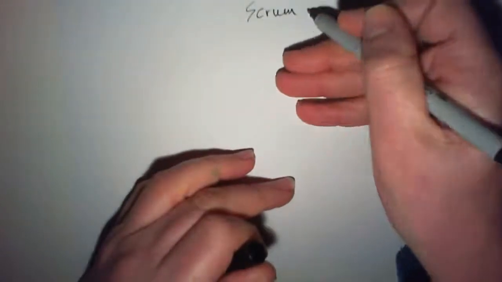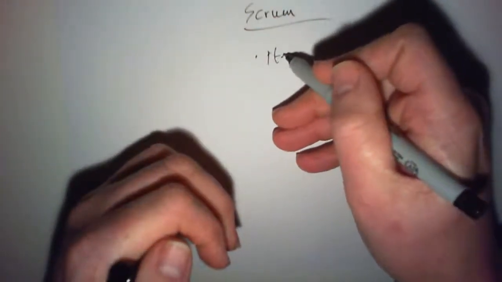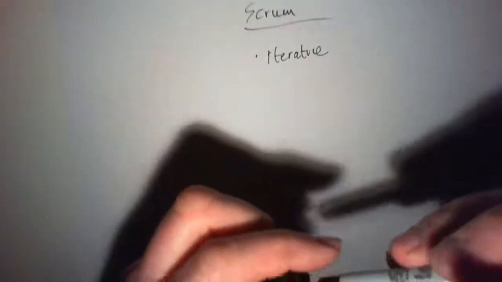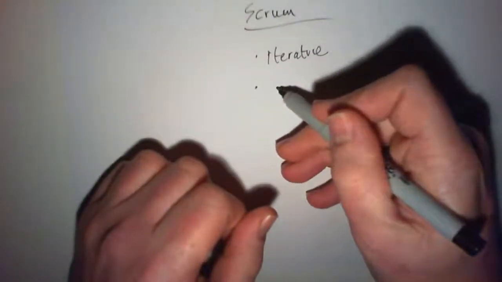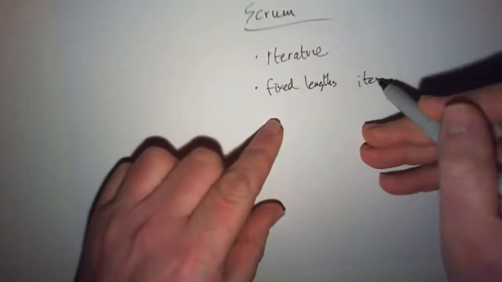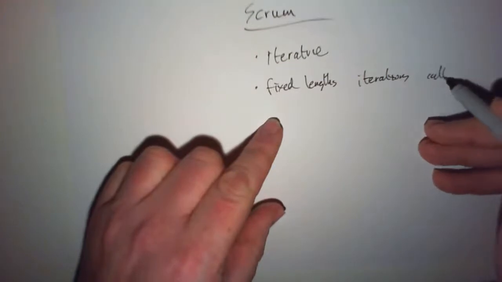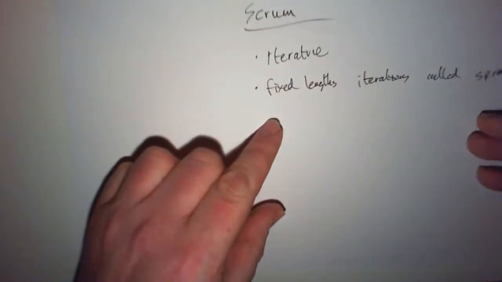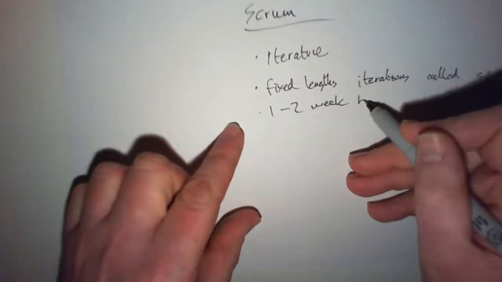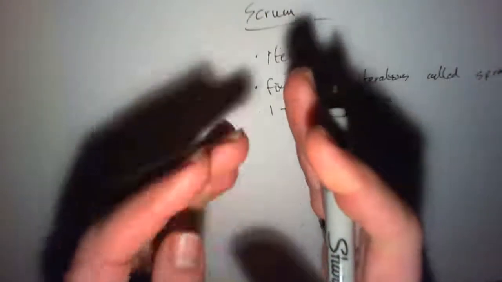So Scrum. Scrum is kind of a subset of Agile. Okay, again, it's iterative. It's cyclical. Now the difference is you've got fixed lengths of the iterations called sprints. Okay, and they're usually in 1 to 2 week blocks.